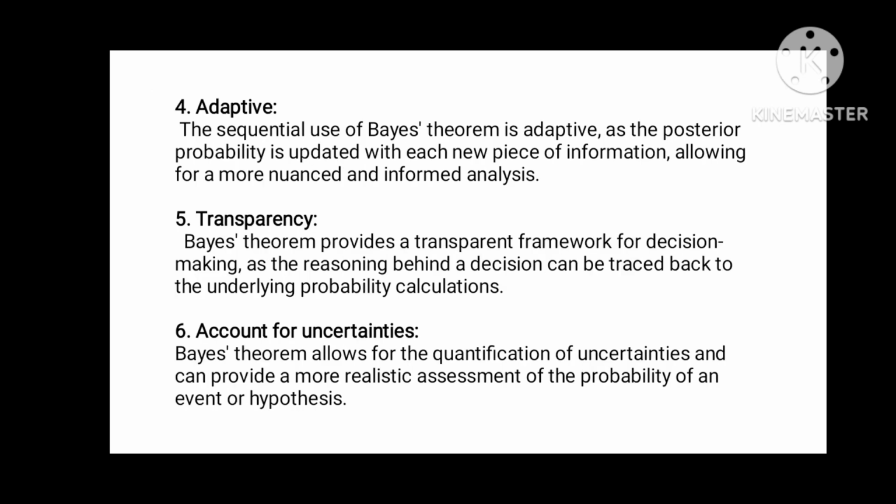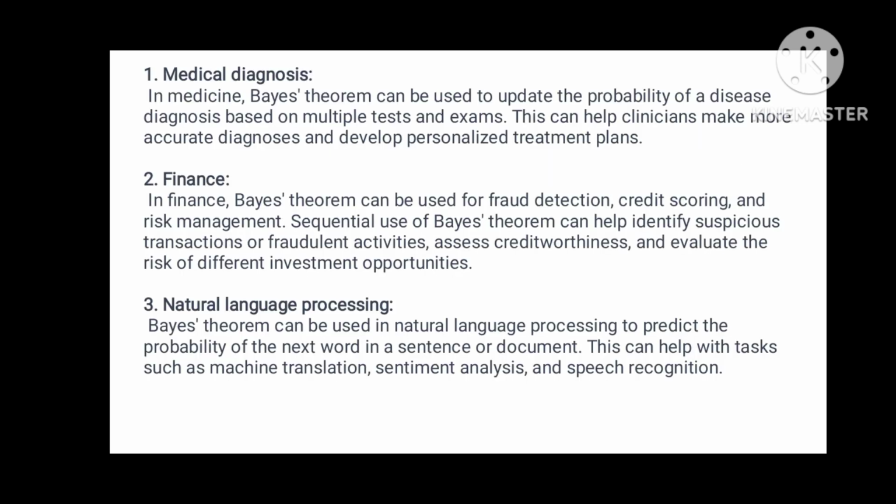Adaptive: the sequential use of Bayes theorem is adaptive, as the posterior probability is updated with each new piece of information, allowing for a more nuanced and informed analysis. Transparency: Bayes theorem provides a transparent framework for decision making, as the reasoning behind a decision can be traced back to the underlying probability calculation. Accounting for uncertainties: Bayes theorem allows for the quantification of uncertainties and can provide a more realistic assessment of the probability of an event or hypothesis.